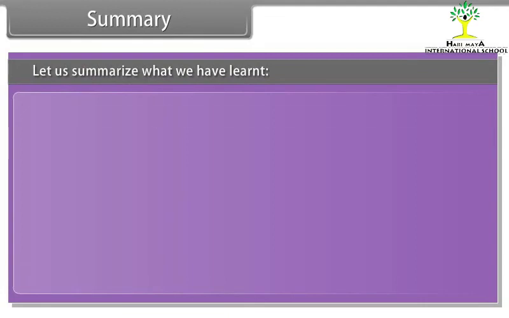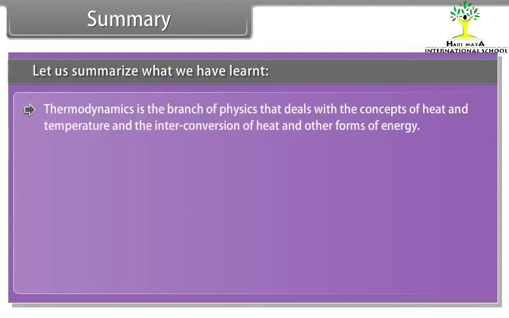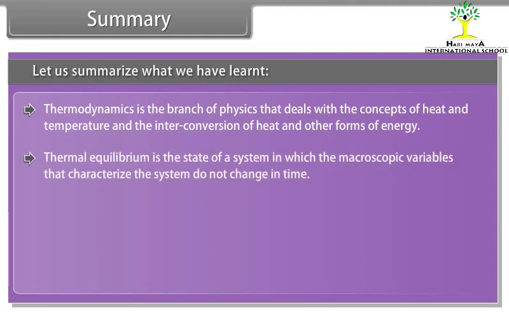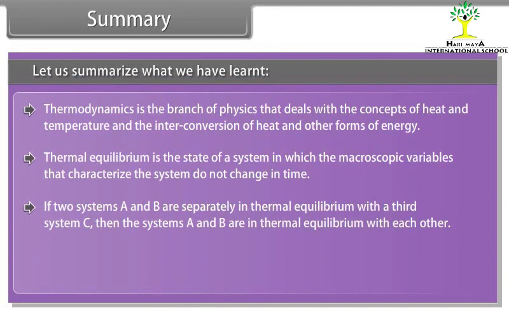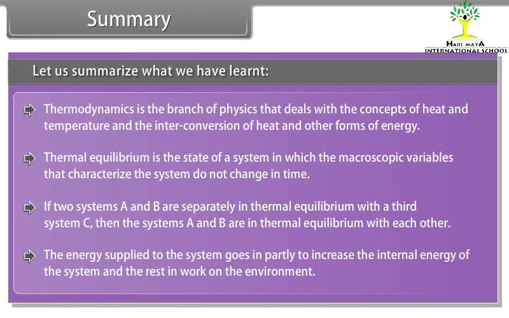Summary. Let us summarize what we have learned. Thermodynamics is the branch of physics that deals with the concepts of heat and temperature and the interconversion of heat and other forms of energy. Thermal equilibrium is the state of a system in which the macroscopic variables that characterize the system do not change in time. If two systems A and B are separately in thermal equilibrium with a third system C, then systems A and B are in thermal equilibrium with each other. The energy supplied to the system goes partly to increase the internal energy of the system and the rest in work on the environment.